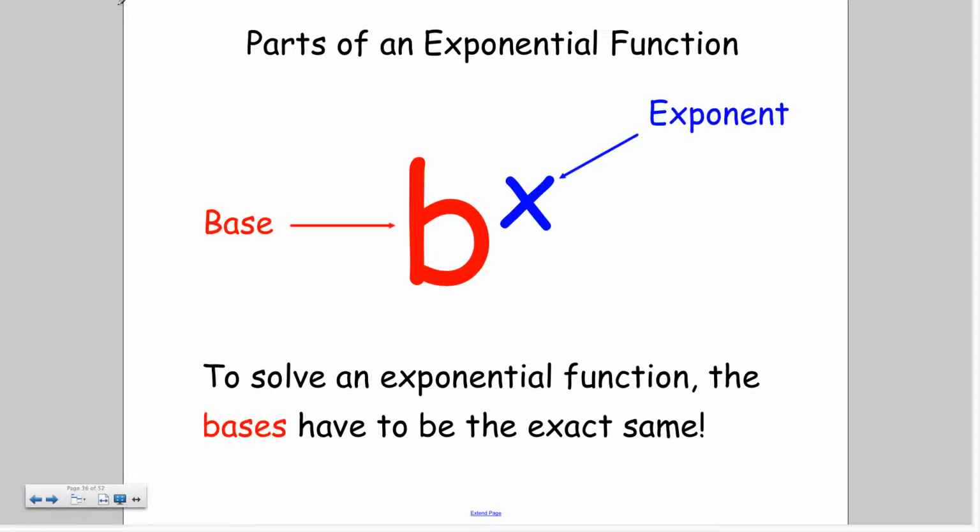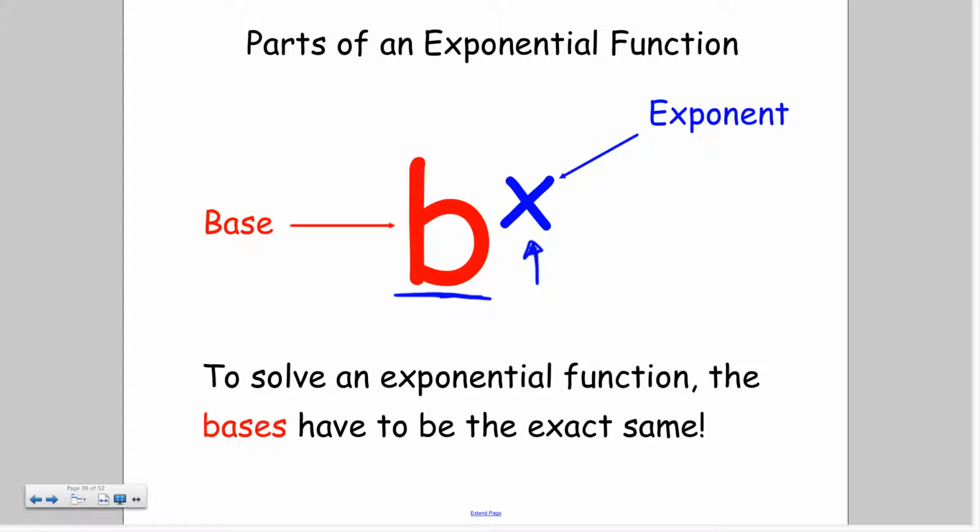All right. So at the bottom of the page, it says parts of an exponential function. The big number, which is b in this case, is going to be your base. That is always your base when it's an exponent, or when it's exponential form. The number that's raised, or the superscript, the one that is up higher, is always going to be your exponent.